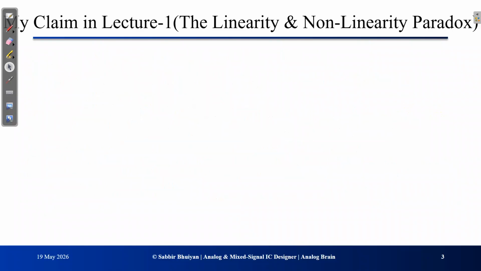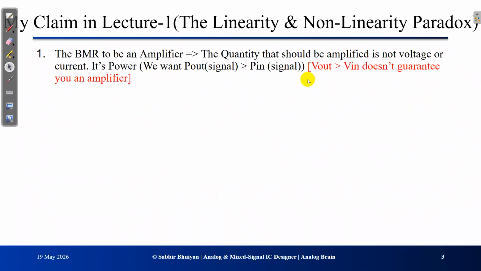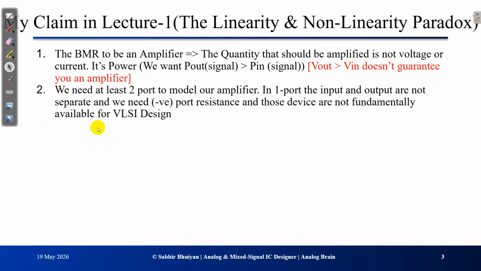Our key claims. The first claim was the minimum requirement of an amplifier is not voltage amplification. Okay. The BMR to be an amplifier, the quantity that should be amplified is not voltage or current, it's power. We want P out greater than P in, and that's the signal. P out signal is greater than P in signal. V out greater than V in doesn't guarantee you an amplifier. Okay. Number 2, we need at least 2 ports to model our amplifier.